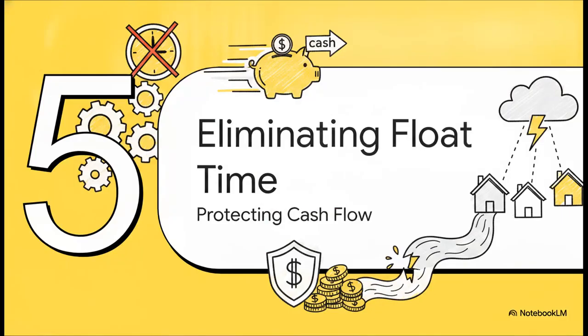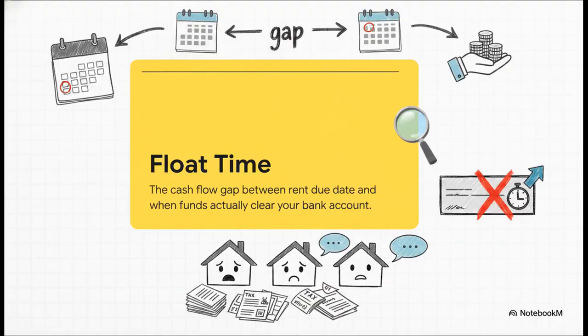Section 5. Eliminating the float time, protecting cash flow. All of this automation builds into another absolutely critical concept, float time. This is defined as the cash flow gap between the date rent is actually due and the moment those funds finally clear and become available in your bank account. Why does this matter? Because a high float time makes it dangerously hard to cover your own mortgages, property taxes, and operating expenses on time. If rent is due on the 1st, but a paper check doesn't clear until the 8th, well, you're the one floating that cash and carrying all the risk.